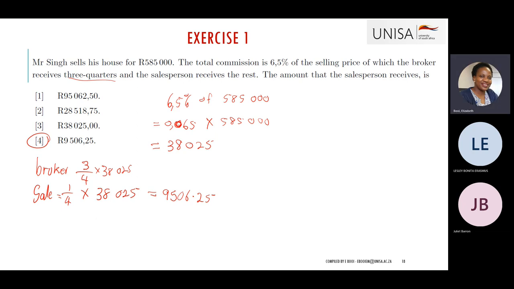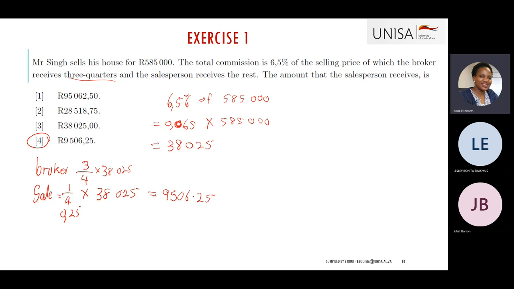Oh, 3/4 is 75%, yes. And the other one is 25%. I could have just used 0.25, yeah. For the salesperson, 3/4 is 75, you are right. Yes, definitely on point.